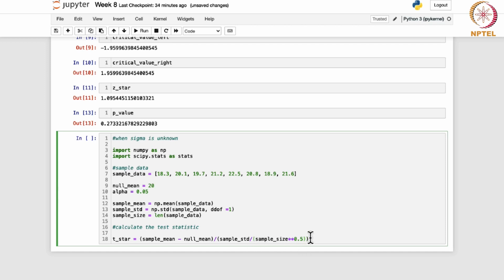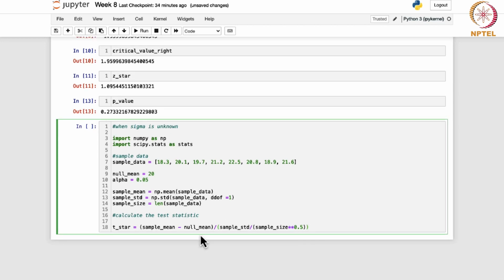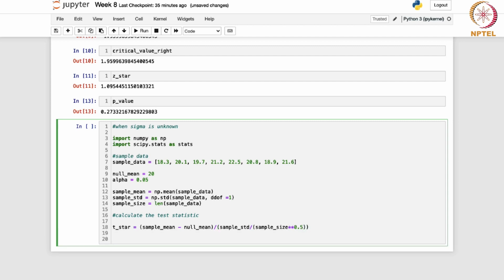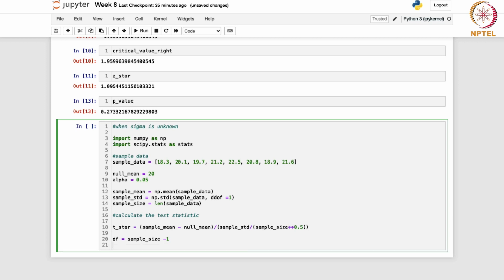Sample standard deviation, and divide by sample size. I hope this is correct. Yeah. So x bar minus mu naught divided by S over root n. So that is why you are raising it to the power 0.5. Now you can also calculate the degrees of freedom because you are dealing with the t distribution. So you can write sample size, whatever is the sample size, minus 1 would be your degree of freedom.